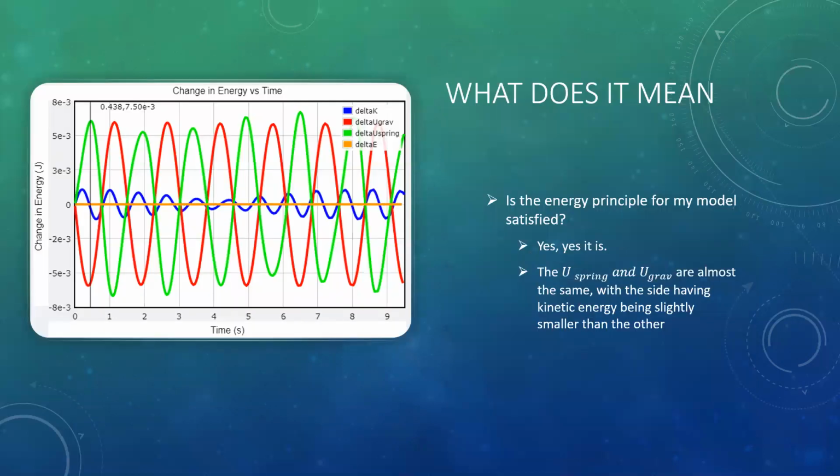So what does this mean? Is the energy principle satisfied? Yes, it is, because as you can see here, U spring and U grav are almost identical, with whichever side having the kinetic energy being just slightly smaller than the other, to equal 0, since the change in energy is 0.